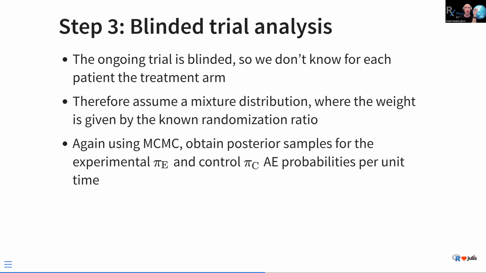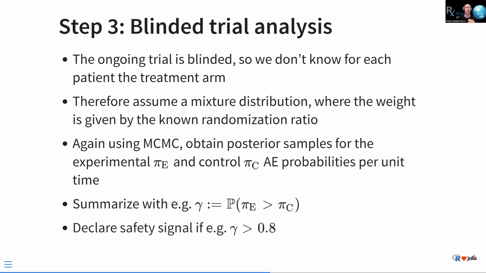And then when we define this and so on, we crank our MCMC machinery, and we then obtain posterior samples for these AE probabilities. Okay. And then we can do all kinds of summaries. So for example, look at the posterior probability that the adverse event rate in the experimental arm is higher than in the control arm, right? And we can ring some bells if this probability is too high.